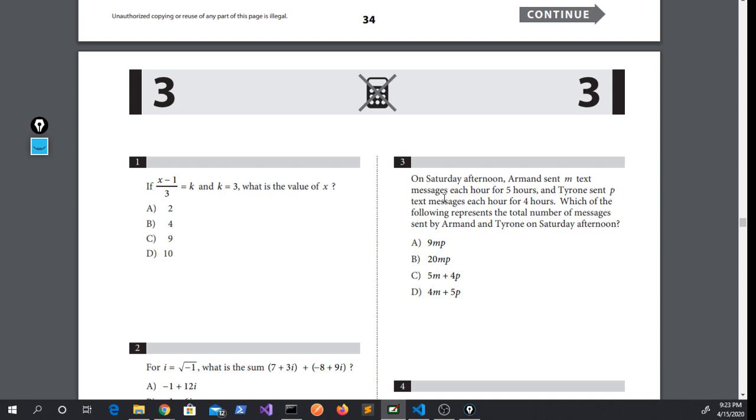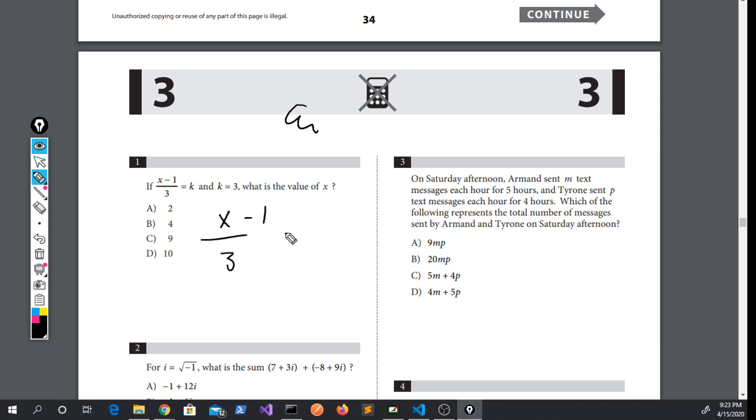If x minus 1 over 3 is k, okay, how do we do this? So x minus 1 over 3 is equal to 3. We're looking for x, so just multiply both sides by 3, and x is 10, so it's D. Easy, right? Okay, next question.